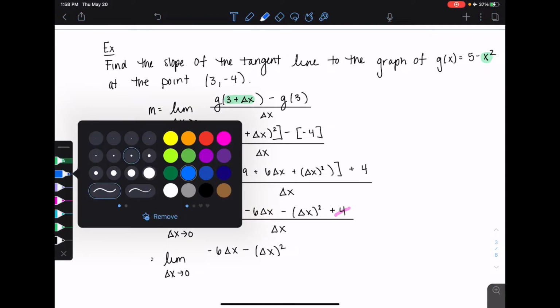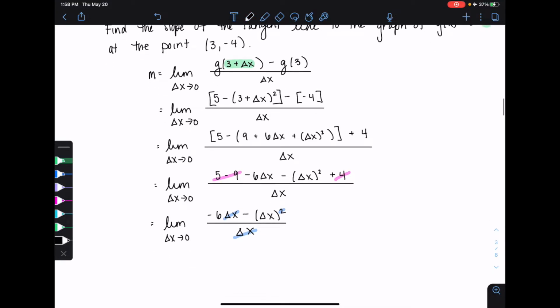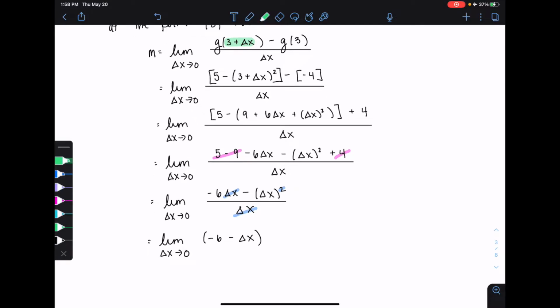Now everything in here has a delta x. So we're dividing by that quantity. This completely cancels, and only 1 cancels in the square term. So we are taking the limit as delta x approaches 0 of -6 minus delta x. Now you have no problems plugging in delta x is 0. So the slope of this tangent line is -6 minus 0, or just -6. Okay.